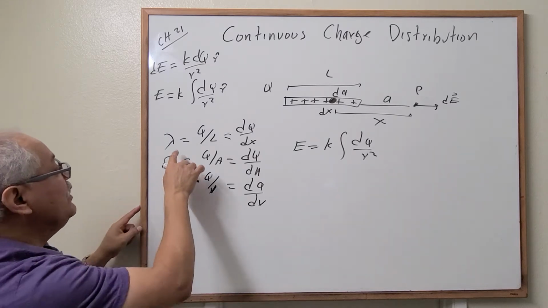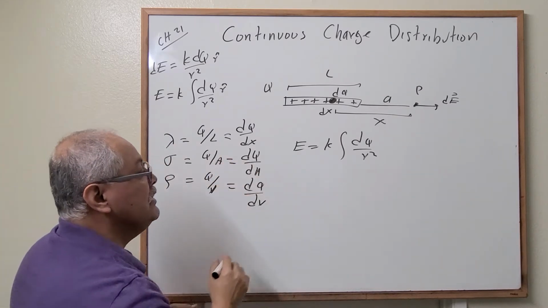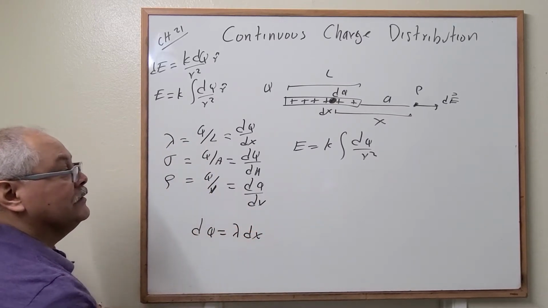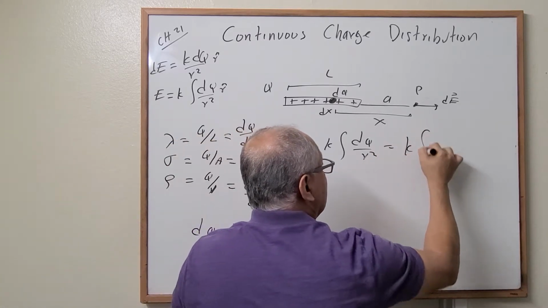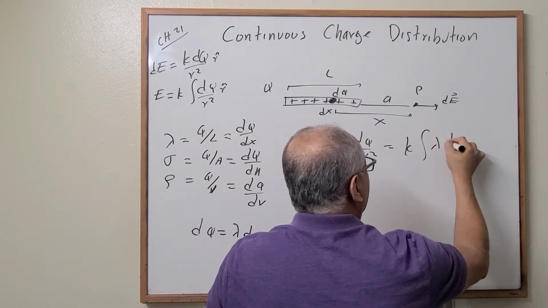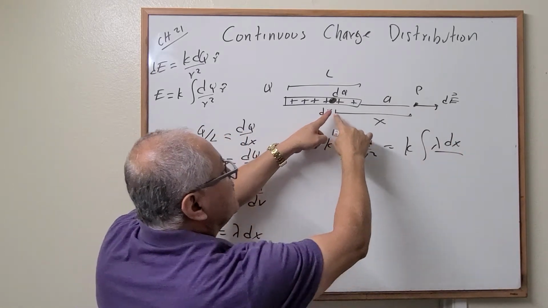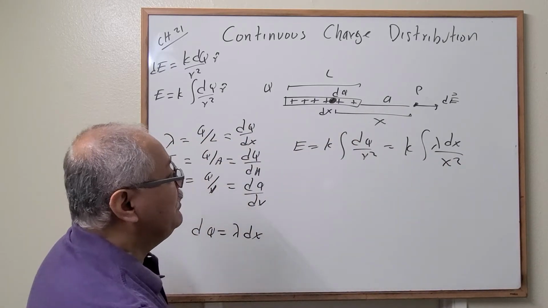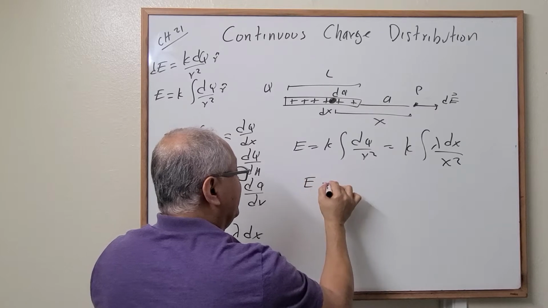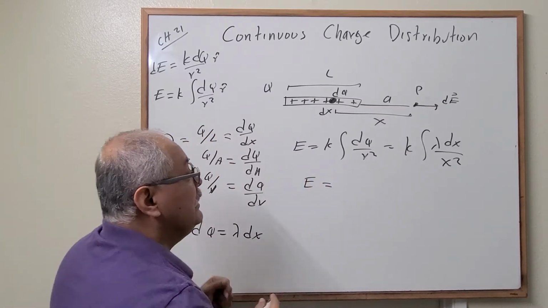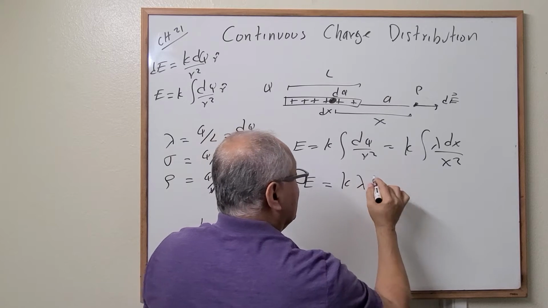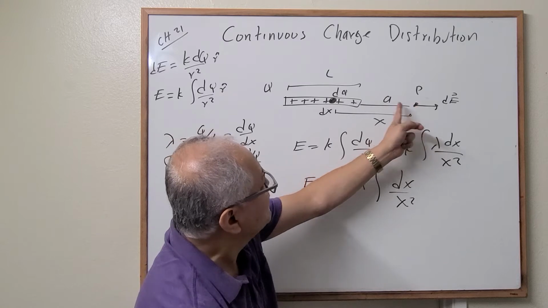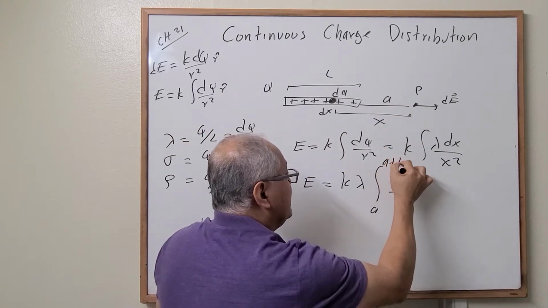For this case we're dealing with lambda, because it's a linear distribution. So dq is equal to lambda dx. So we have E equal to k times the integral of lambda dx over the distance squared, which is in the x direction, x squared. Then the electric field is k lambda, the linear density, times the integral of dx over x squared, going from a to a plus L.